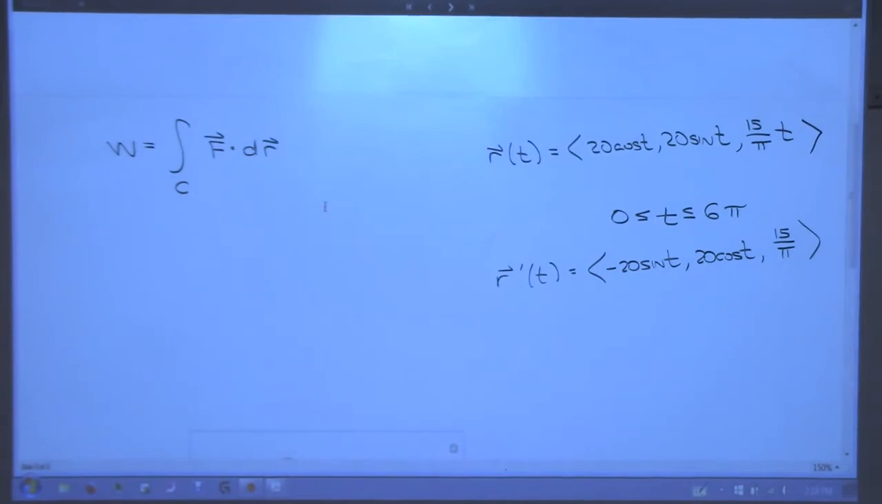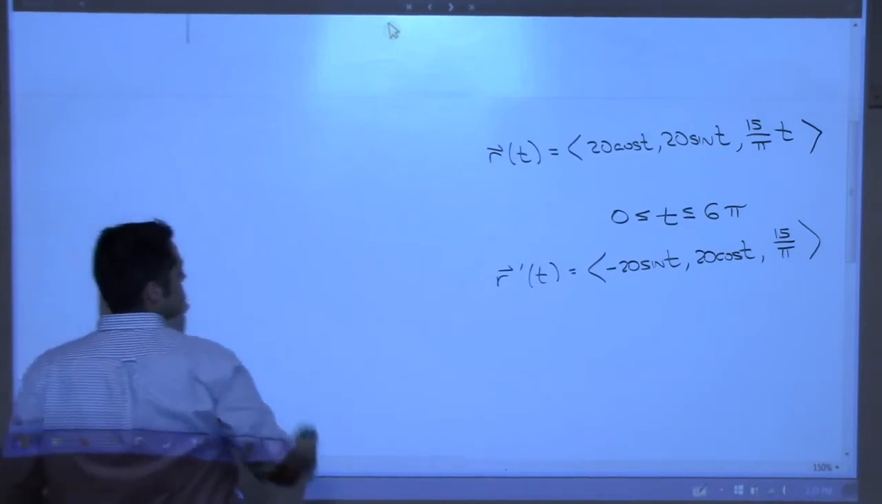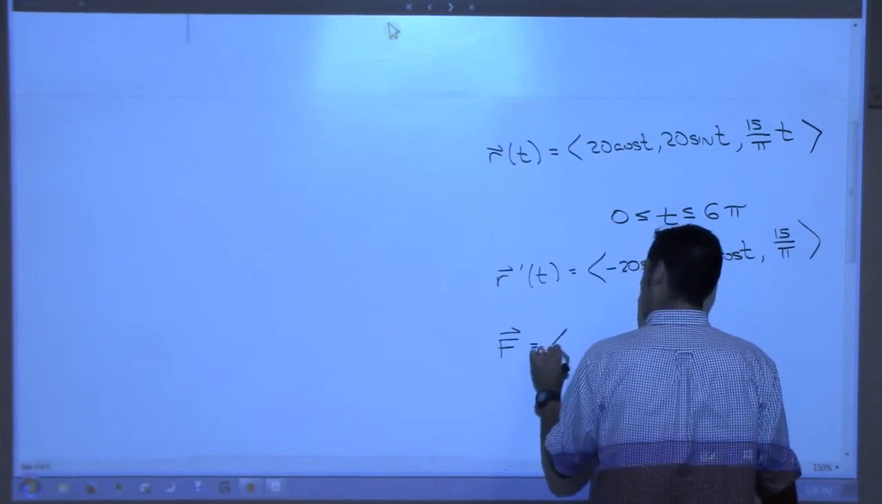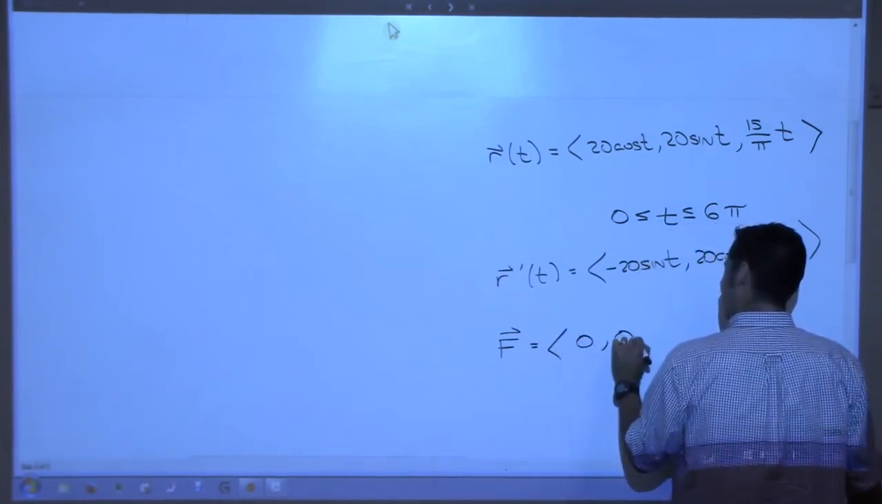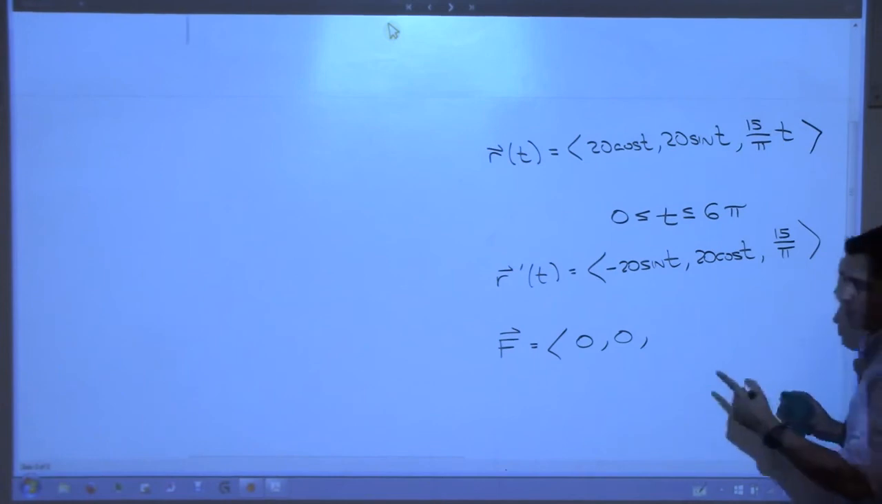I need the field. What's the field? 0, 0, negative 180. Where are you getting that from? So the only thing we're assuming is acting on this guy is a gravitational force, right? But it's him in his bag. He had a 20-pound bag. 200, right? Yes?